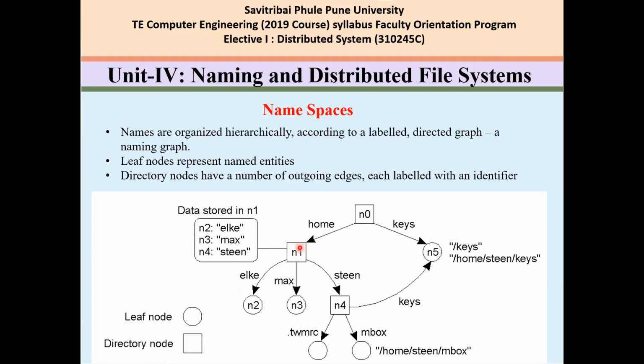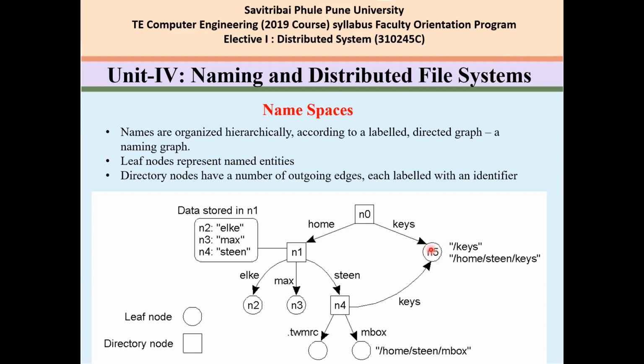Yes, the square is a directory node, so N1 is a directory node, and inside it data is stored. N2 and N3 are leaf nodes. N2 is elk, N3 is max, whereas N4 is the next directory node, which is steam. So from N1, elk, max and steam are connected to N2, N3, which are leaf nodes, and N4, a directory node. N1 itself has a parent, the root node N0, which is connected via home. N0 is also connected to the N5 leaf node through keys, and N4 is also connected to N5 via keys.